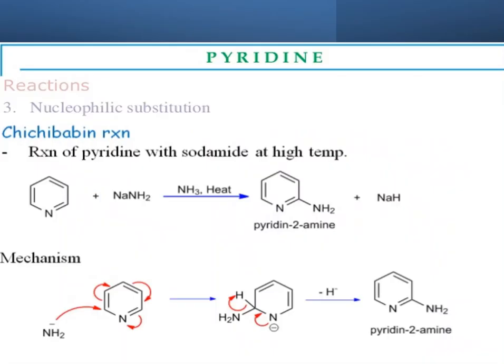Some of the reactions: Chichibabin's reaction, when pyridine reacts with sodium amide in presence of ammonia, you heat it, it gives your pyridine 2-amine. So the nucleophile, this NH2 minus ion, attacks on your pyridine ring. There is a delocalization, negative charge comes on nitrogen, loss of hydride ion to get aromaticity, and you get your pyridine 2-amine. So this is your nucleophilic substitution reaction. Nucleophile means negatively charged, attacks on your pyridine ring.